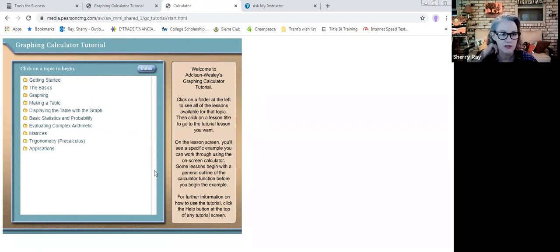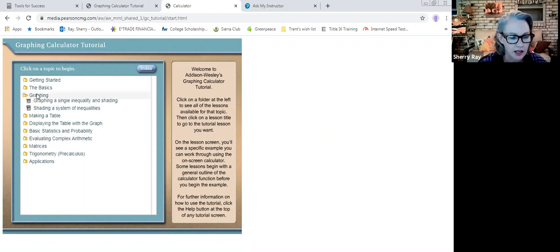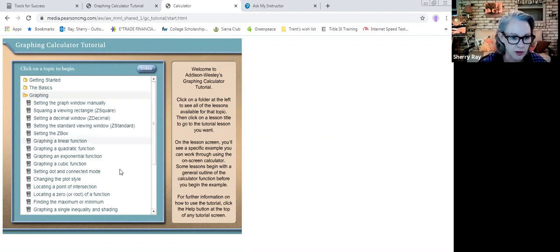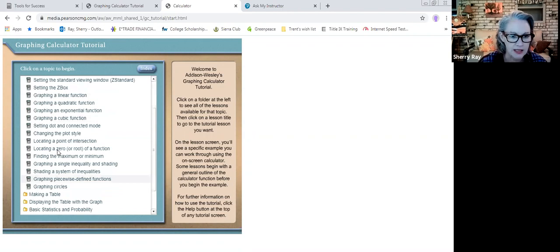So what I'm going to do is show you the tutorial here. I'm recording this so you can see it. I'm going to go to graphing, and I'm going to go to, let's see, locating a zero of a function.